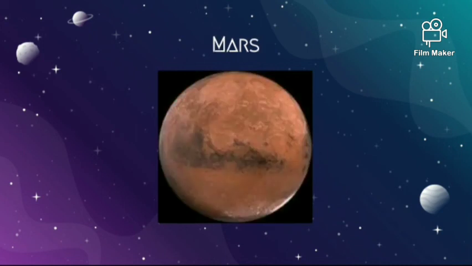Mars is the fourth planet in the solar system. It's known as the Red Planet. Mars has two small satellites. Their surface features are as reminiscent of the craters of the Moon as they are of the valleys, deserts and polar caps of the Earth.